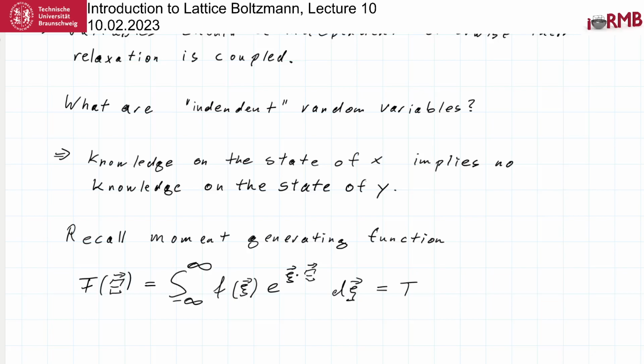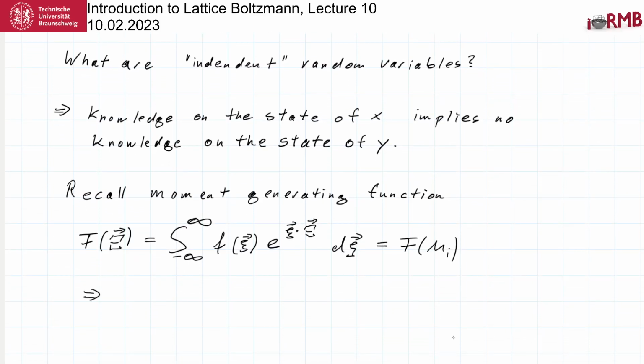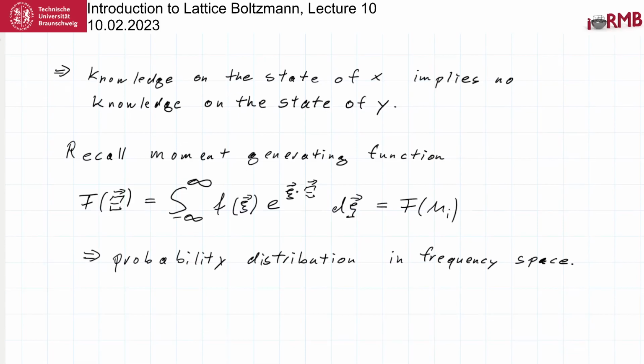And the moment generating function is of course a function of the different moments, obviously. So what is this? F is the probability distribution in frequency space. Okay, so this is pure statistical analysis, actually.